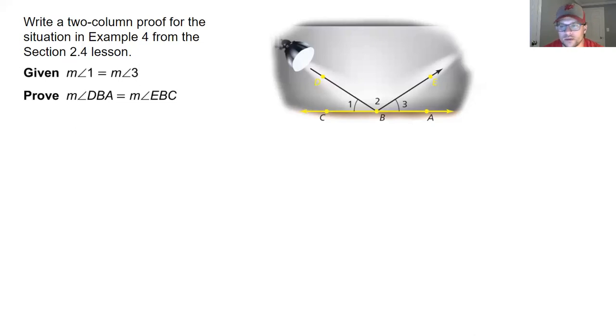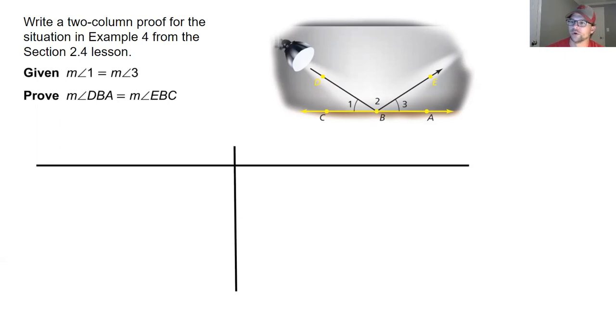So we are given the information that the measure of angle 1 is equal to the measure of angle 3, and we have to prove that angle DBA is congruent to angle EBC. Now, when you are creating your two-column proofs, it's going to look like two columns. So draw like a T-chart, and on the left you're going to have your statements, and on the right you're going to have your reasons. So the left is actual facts that you can say about the diagram, the picture, the situation, and the reasons are your evidence, or the way you can back up why that statement is true.